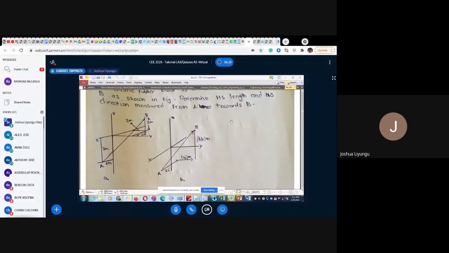Okay. Yeah. Then after that, we define the unit vector. How do we get the unit vector?